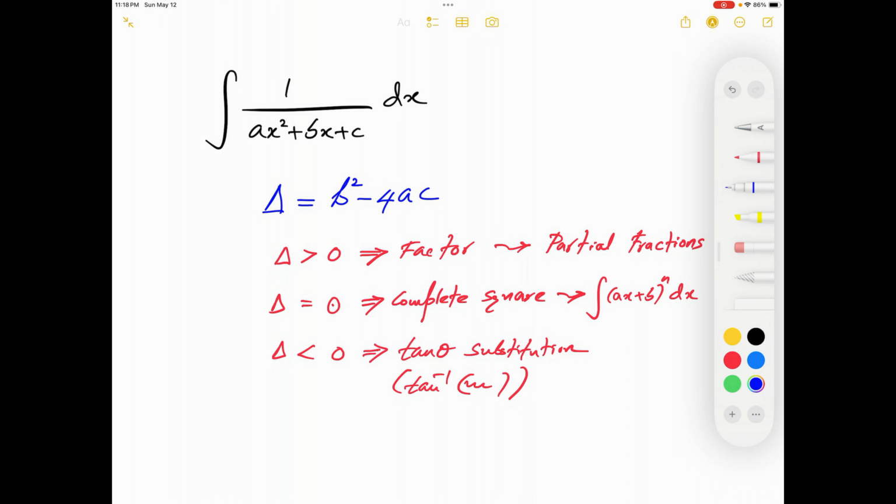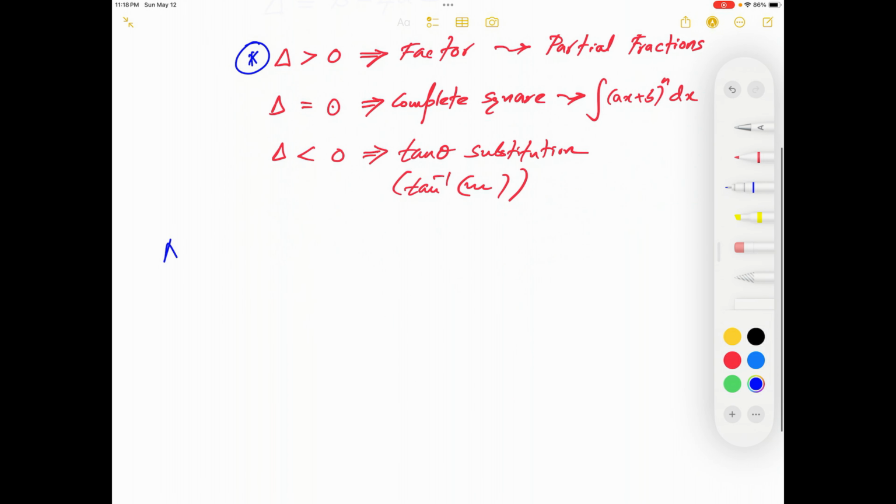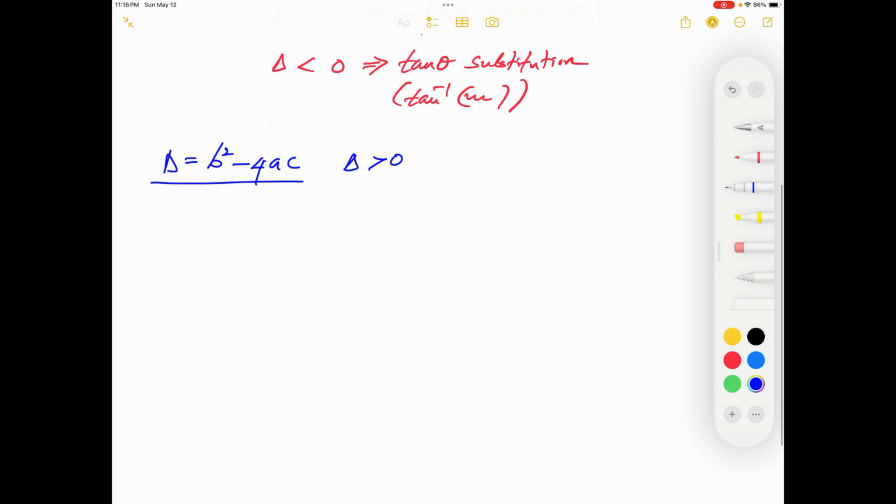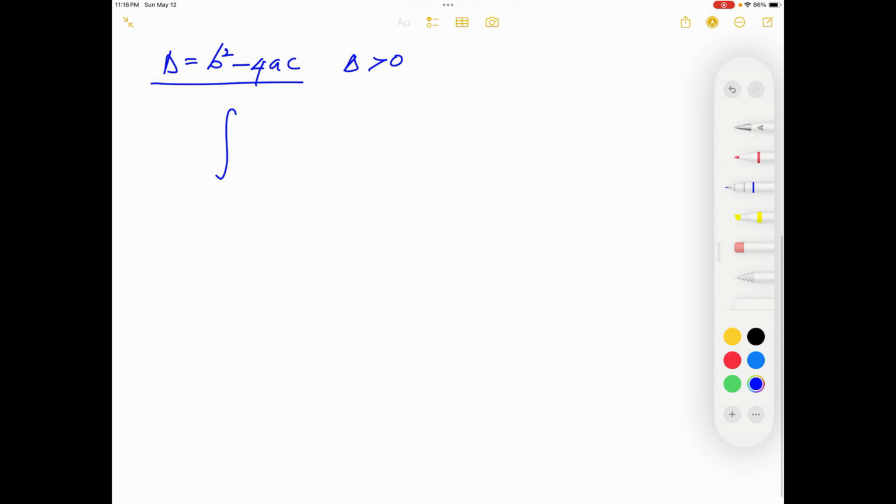So here's the first situation. Delta is greater than 0. Once again, delta was defined as b squared minus 4ac, and delta is greater than 0 means I can write down an example like this. Integration 1 over 2x squared minus 7x plus 3 dx.